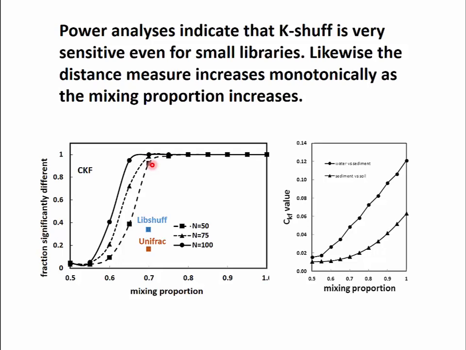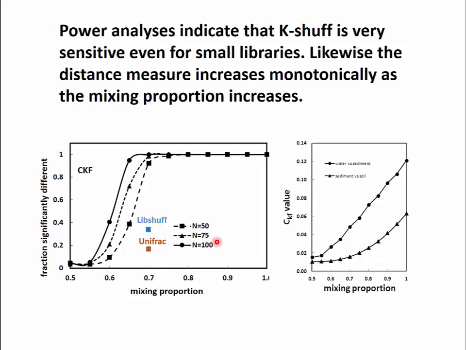If you do the same thing with UniFrac, with a 50 member library, they're different about 20% of the time, and LIBSHUFF is close to 40% of the time. So these two measures, which have both been in the literature now for over a decade, are just not nearly as sensitive as this method.